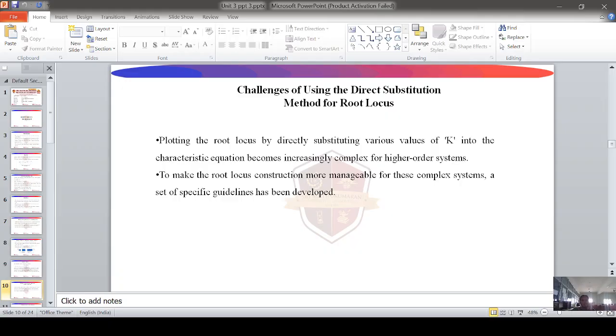Challenges of using the direct substitution method for root locus. So plotting the root locus by directly substituting various values of K into the characteristic equation becomes increasingly complex for higher order systems. So to make the root locus construction more manageable for these complex systems, a set of specific guidelines has been developed.